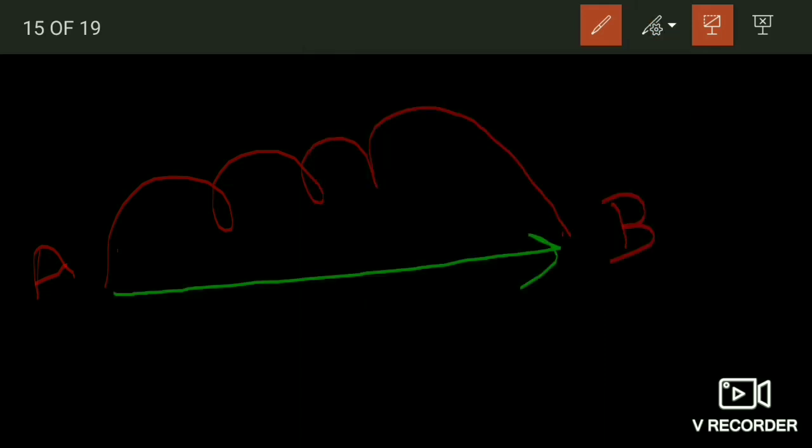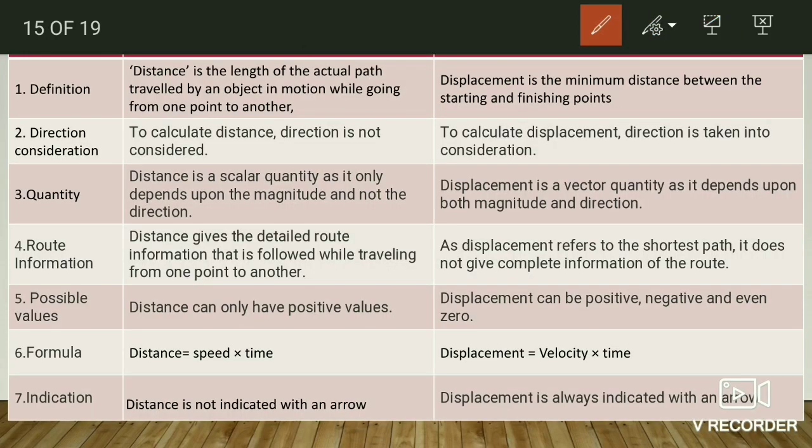Now see here, distance is the actual path traveled by an object from initial position to final position, but displacement is the minimum distance traveled by an object in this way. Now, second, direction consideration. To calculate the distance, direction is not considered, but to calculate displacement, direction is taken into consideration. Third, quantity. Distance is a scalar quantity as it only depends upon magnitude and not direction. But displacement is a vector quantity. It depends upon magnitude and direction.